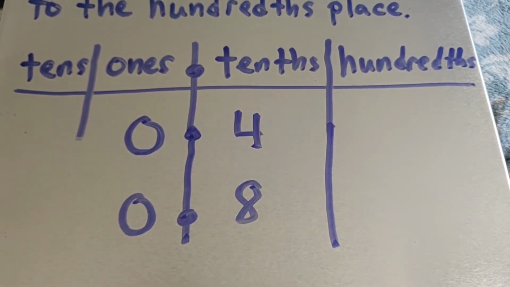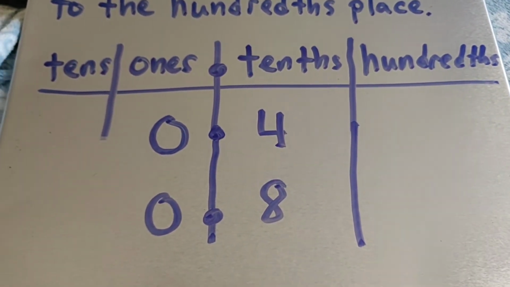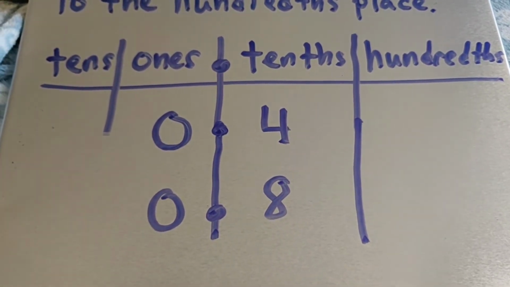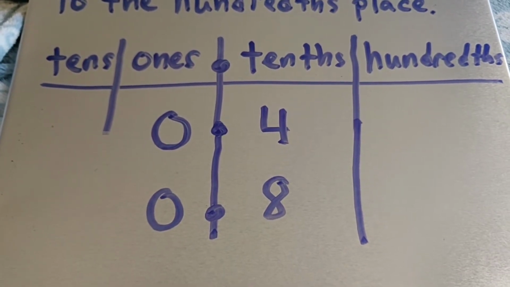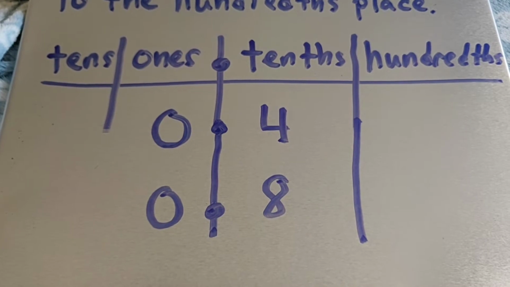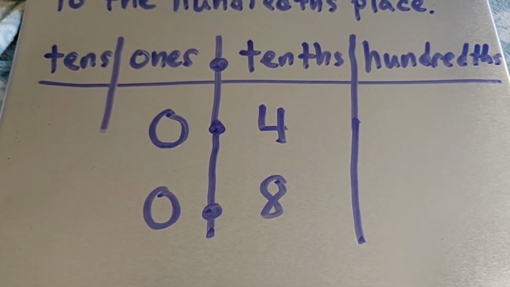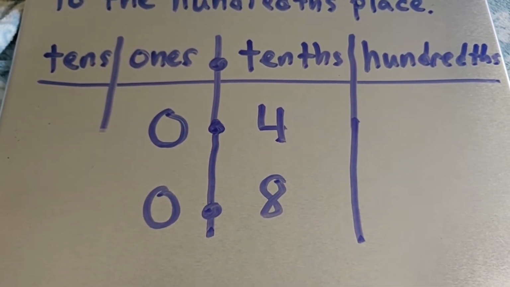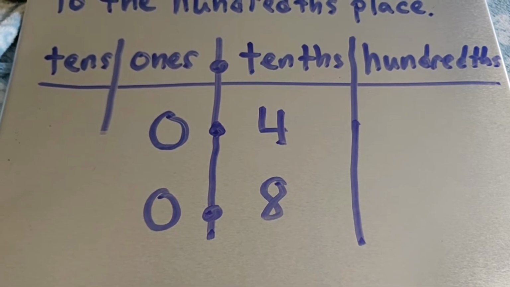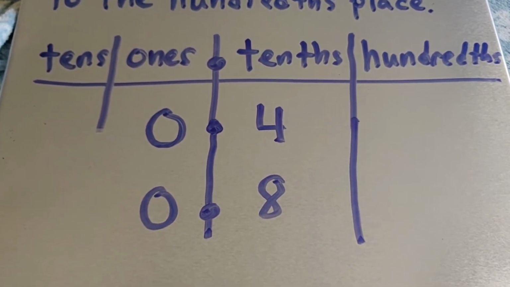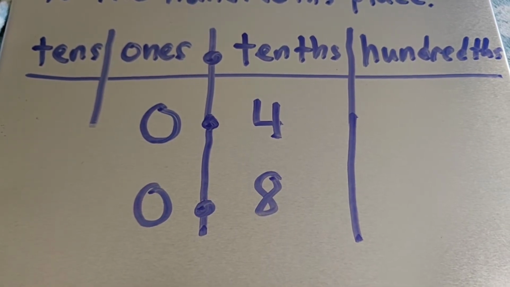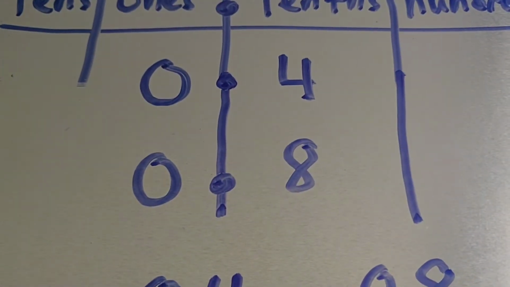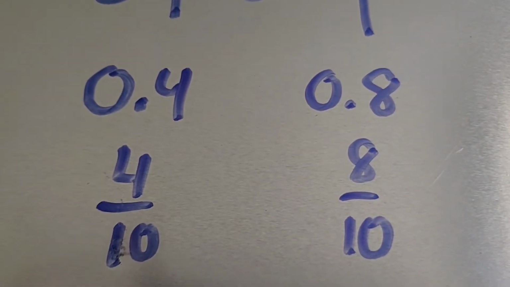So the same principles apply when comparing decimals. Remember, decimals are just another way of writing fractions. And if you remember from last lesson, if we look at 0.4 and 0.8, what fraction could we express 0.4 as? If you said 4/10, you're right. What fraction could we express 0.8 as? If you said 8/10, you're right. So if I ask you to compare 0.4 and 0.8, really what I'm asking you to compare is 4/10 and 8/10.